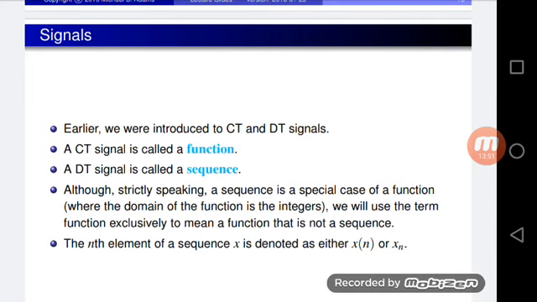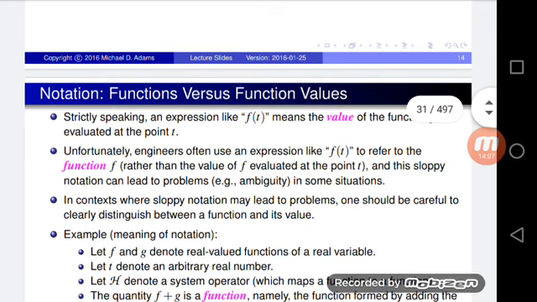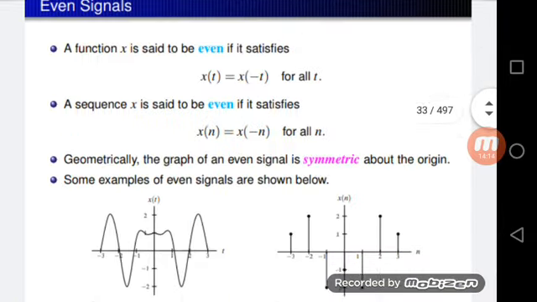This is the process of signal conversions and signal processing systems. Next class we are discussing notation, functions, function values, and event signals.